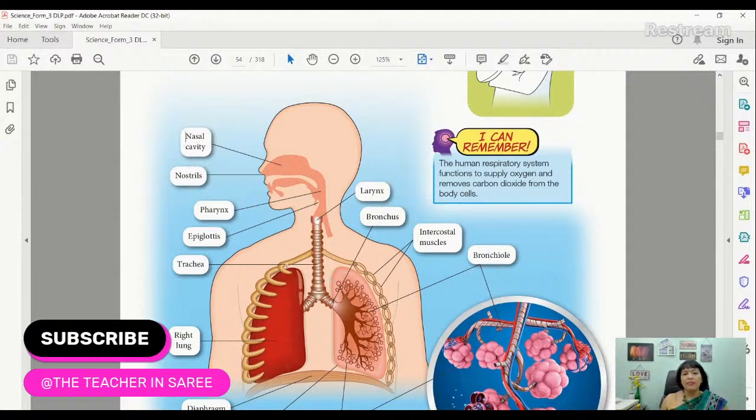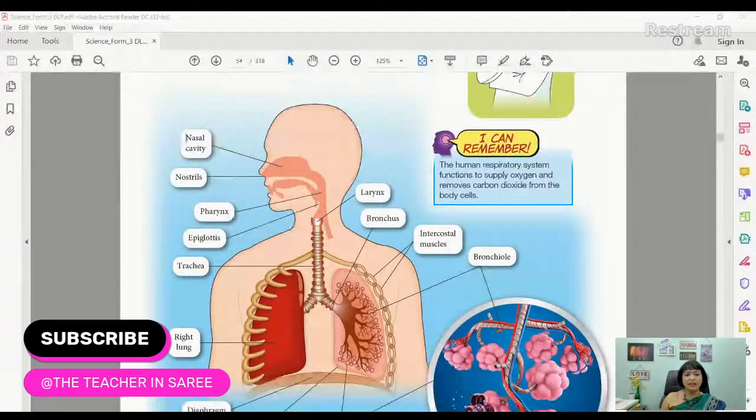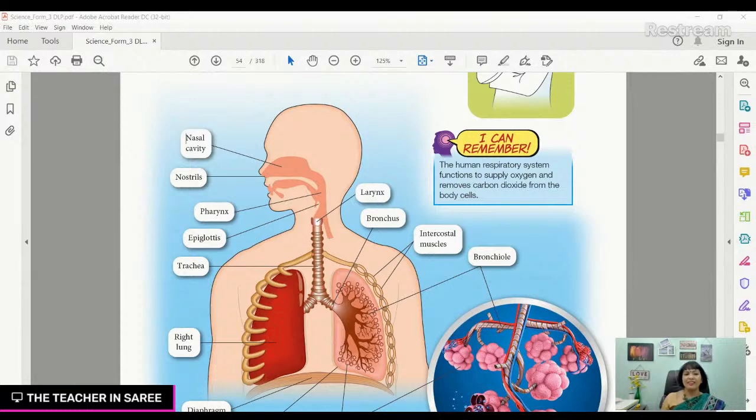Then we have the trachea. The trachea is a very specialized structure. Can you see that they have rings there? What is this ring? Anyone can tell me? What is the name of the ring in the trachea?